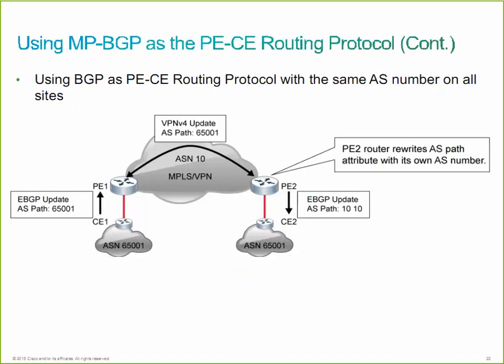All right? So if we want to use the same AS number for every customer site, we have to disable that AS loop prevention technique. The service provider will actually use something called AS override to perform that particular task. All right? And when the service provider uses that command, it replaces the customer autonomous system number with its own AS in the autonomous system number path attribute.